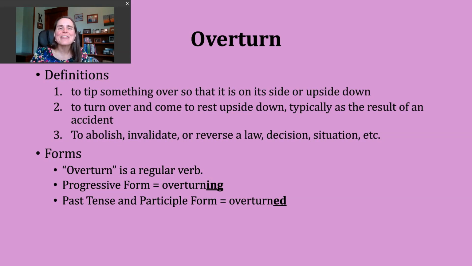For now, you should know that overturn is a regular verb. To make the progressive form of this verb, all you need to do is add ing, and that forms overturning. The past tense and the participle forms of this verb are made by adding ed. Our base verb, overturn, ends in a voiced N sound. This means our ed is just going to make a D sound, and we're not going to add an extra syllable as we say it. The past tense and the participle forms of the verb should sound like this: overturned, overturned.